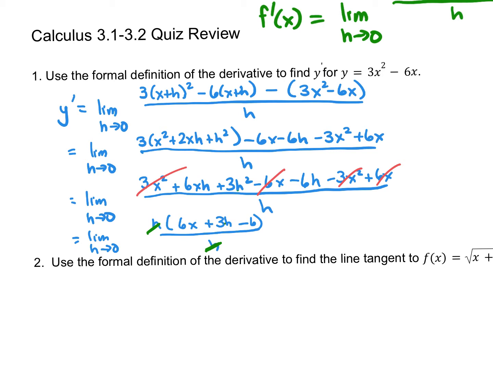I'll just go ahead and put 0 in for this h, and so I will get my derivative, which is 6x minus 6. The nice thing now that we didn't have when we did these the first time is you can check it with our shortcut rules. Bring the 2 down, multiply it to the 3, 1 less power, and then negative 6x just drops the x, so you get minus 6. So this checks out with the shortcut rule as well.